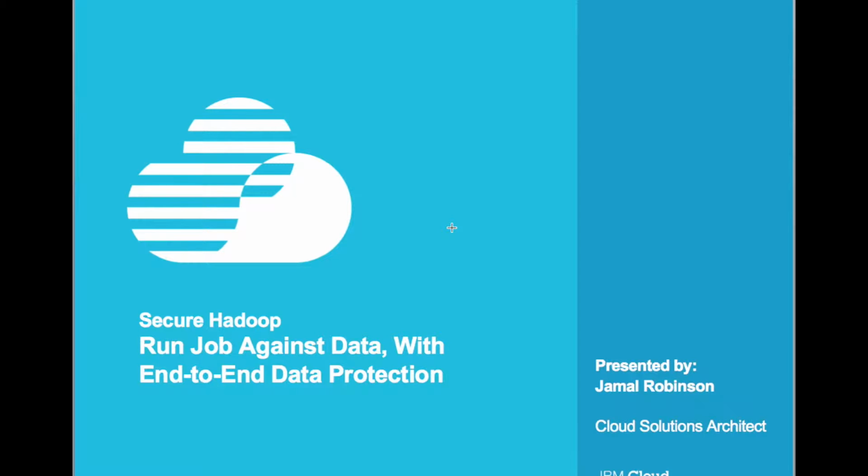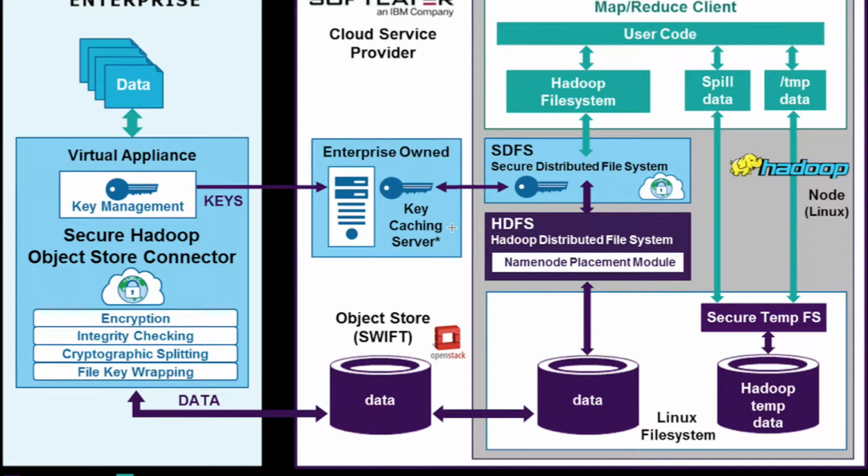In this step, we're going to run a job on our newly launched cluster, demoing the end-to-end encryption that secure Hadoop provides. Here's the architecture as a refresher. We will take the data from our client and store it in the secure directory where our secure Hadoop appliance will encrypt it. That encrypted data is auto-synced with SoftLayer's object storage but is unreadable after leaving the client.